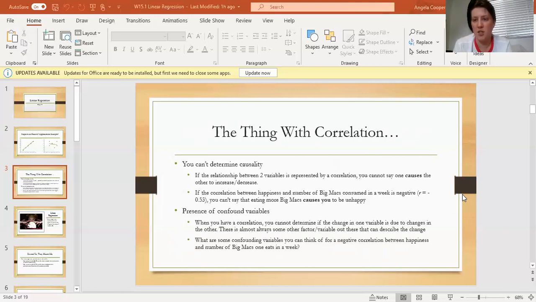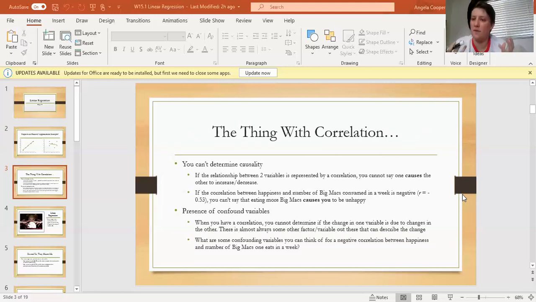One thing that I want to mention about correlation is that there's always the presence of confound variables, also known as third variables. When you have correlation, you see the strength between two variables, but you can't determine if the changes that are occurring in one are solely because of the other that you're measuring. So let's take, for example, the Big Macs and happiness. The more Big Macs you consume, the less likely it is that your happiness level will be high. So more Big Macs, likely lower happiness levels.